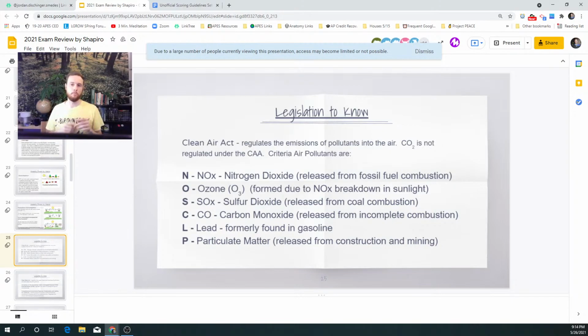Legislation, the Clean Air Act, one of the most important. It covers NOx, SOx, ozone, carbon monoxide, lead, and particulate matter. Noticeably absent is CO2. CO2 is not an air pollutant currently. It's actually being litigated in the courts right now as to whether or not it will be counted as an air pollutant, but it is not currently regulated as one. Don't use it as an air pollutant on the APES exam. Greenhouse gas, yes. Driver of climate change, yes. Deteriorator of air quality, does it make it worse for us to breathe or see or for plants to photosynthesize? No, so it's not an air pollutant in that sense.